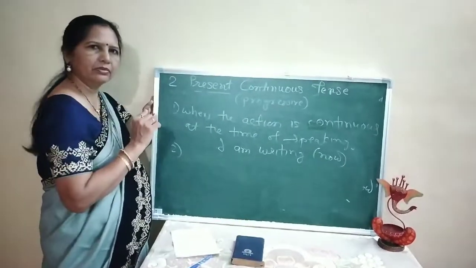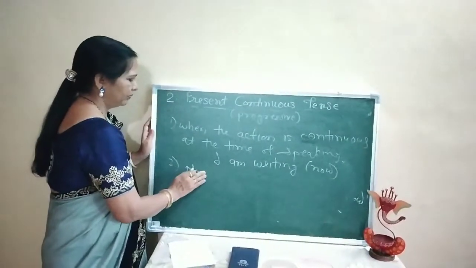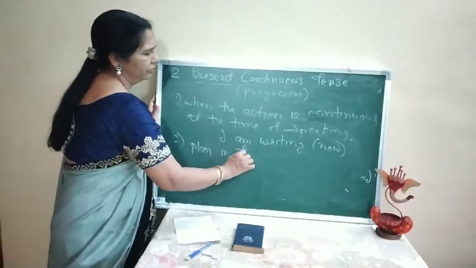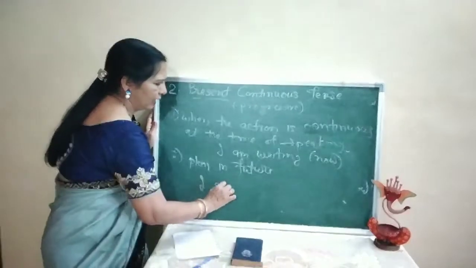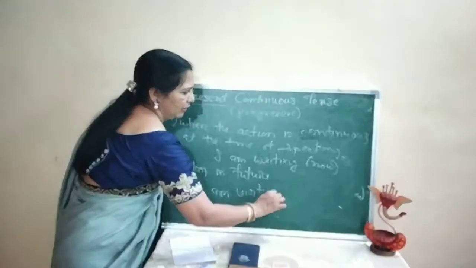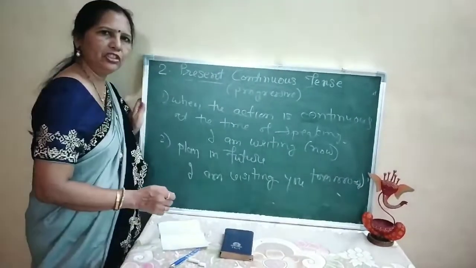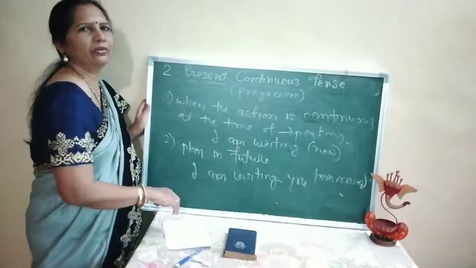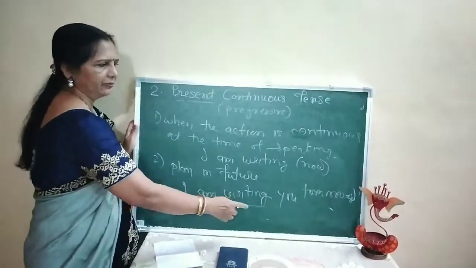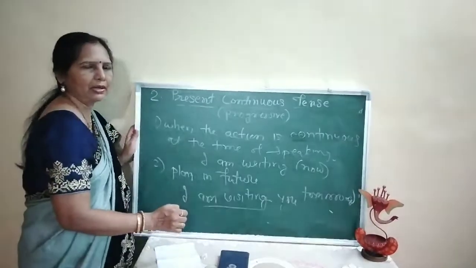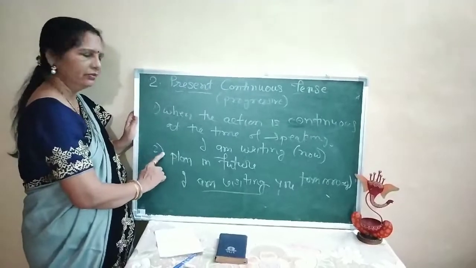The second time when this tense is used is for plan in future. For example, I am visiting you tomorrow. Now, in fact, tomorrow means future tense. But instead of shall or will, you can also use this tense. I am visiting you tomorrow is a future plan. But present continuous may be used for your planning in future.